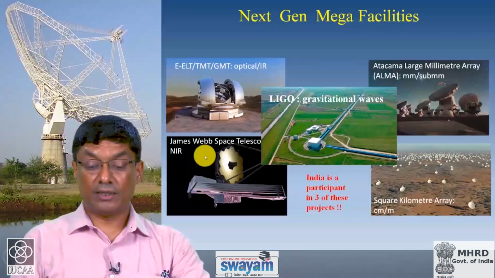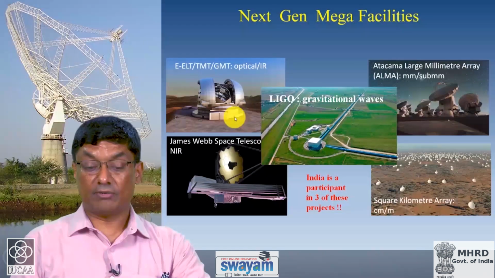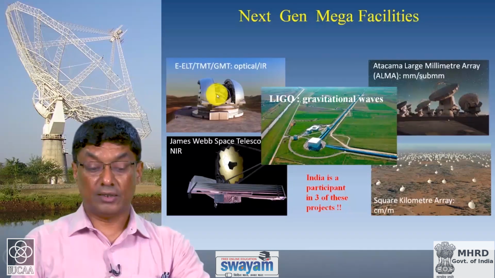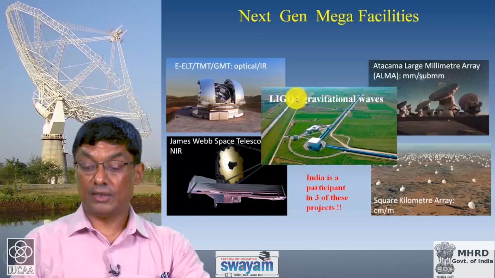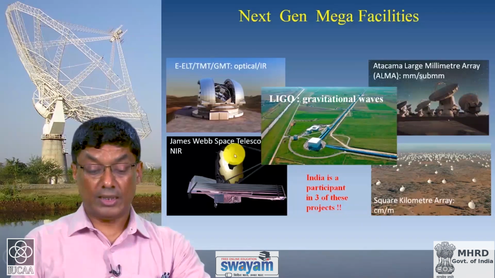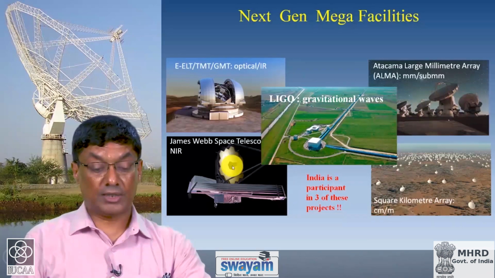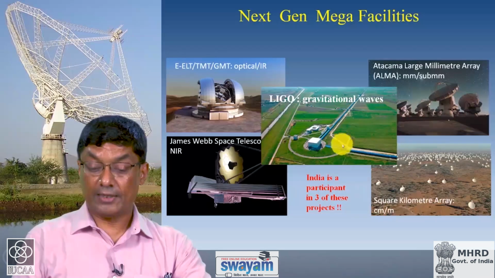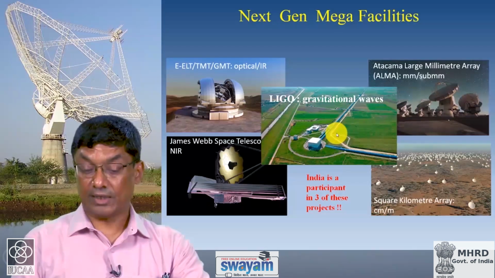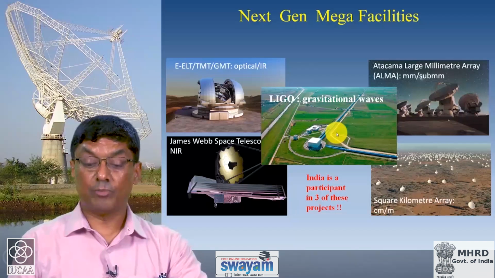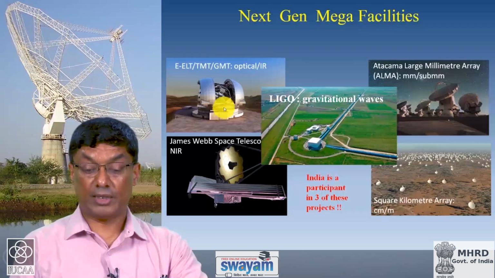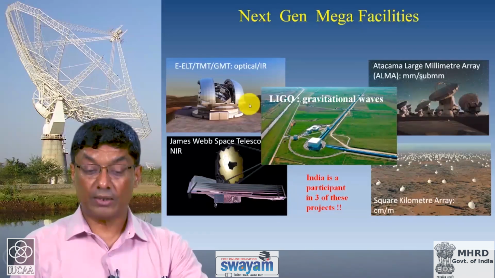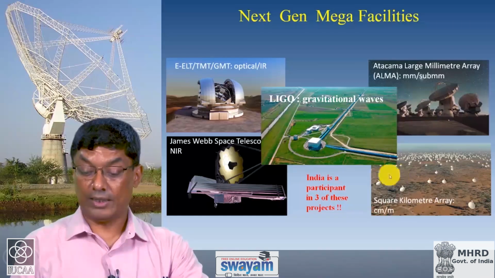So, it will sit right up there along with all the next generation mega facilities, the optical facilities such as the TMT and the GMT, the ALMA that we already talked about, and the next generation optical space telescopes, the James Webb, and the gravitational wave detectors like the LIGO. And it's important and heartening to note that out of these, India is participating in at least 3 of these large international projects that are shown here, the optical, the LIGO, and the radio.